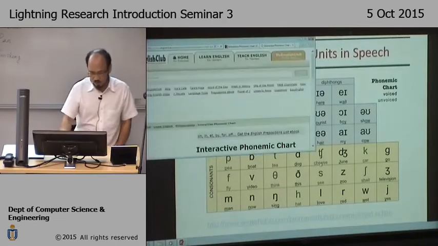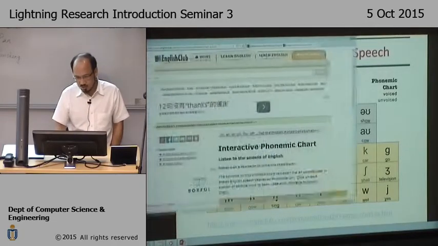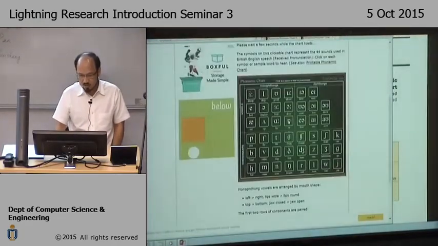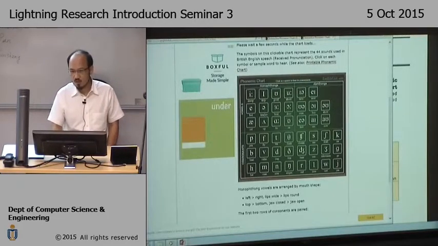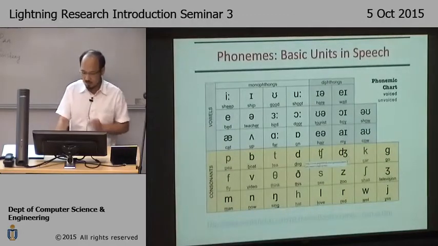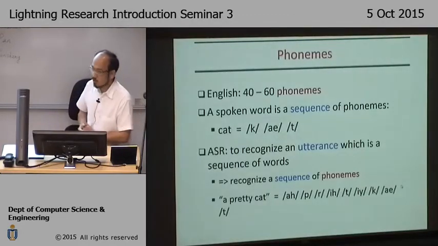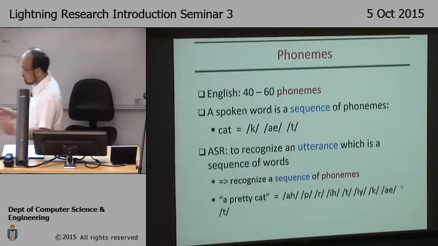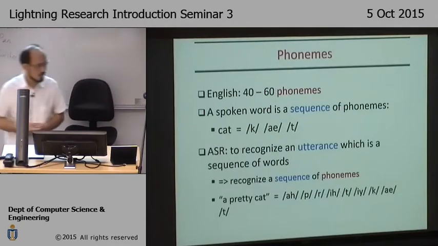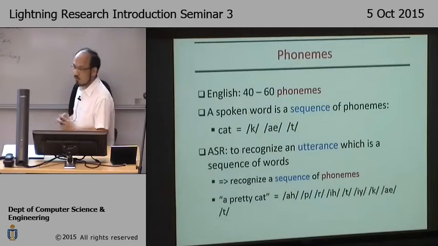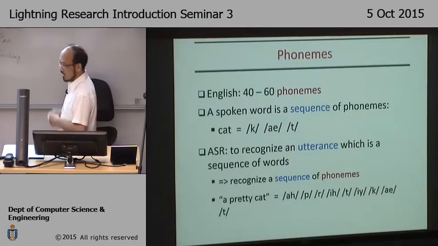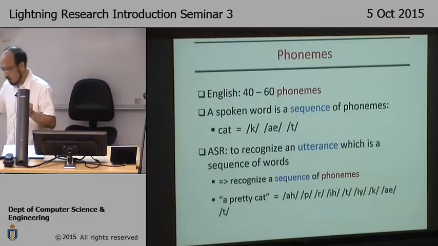There's a web link here. If you go to this link, say if you don't know how to speak a sound, like oh, or, ear, that's what I mean by the sound. So these are basic sounds of the language. In English, depending on how detailed you're looking into, we are talking about 40 to 60 basic phonemes. And the good thing is every word is just a concatenation or a sequence of phonemes.